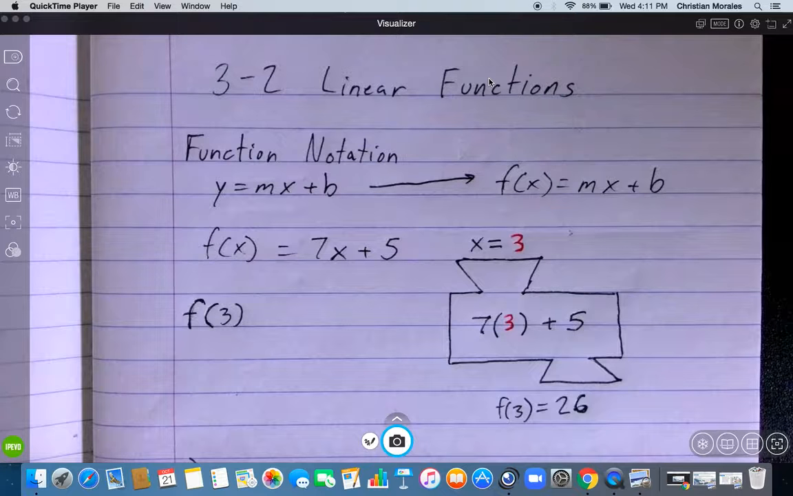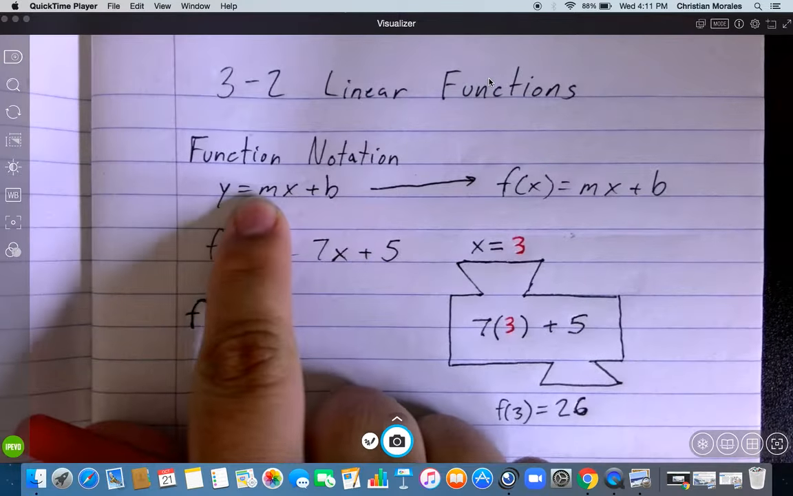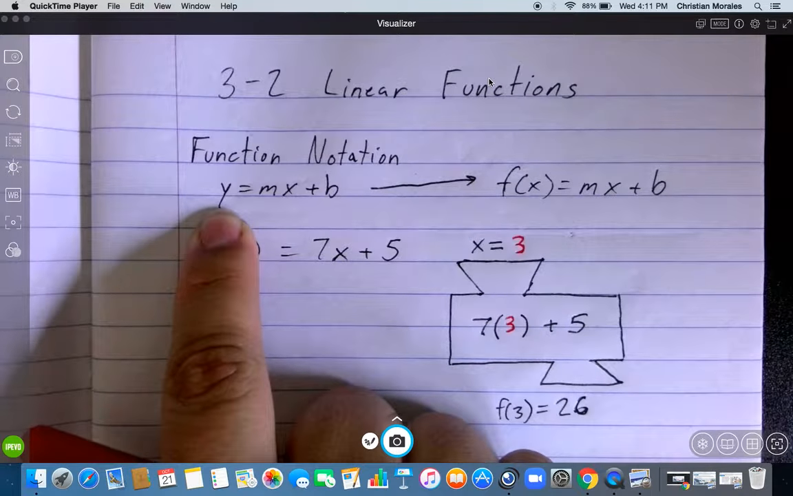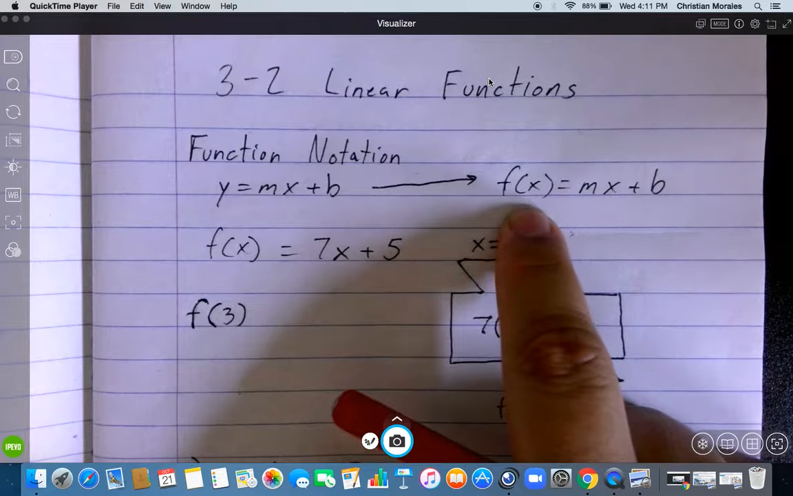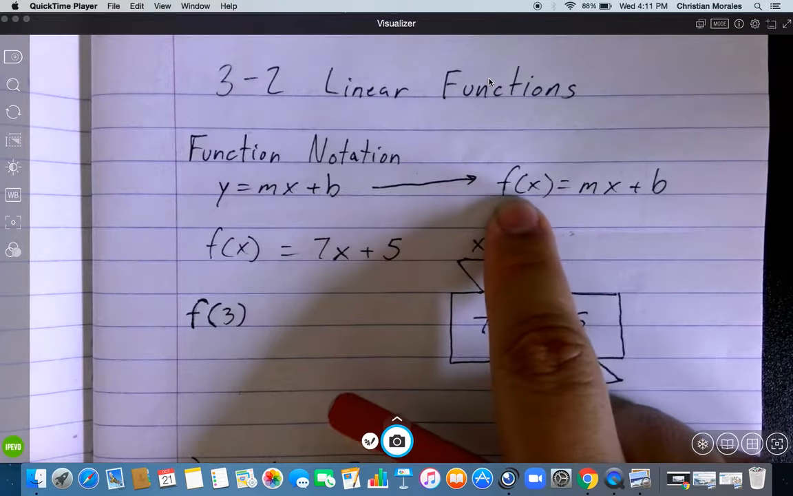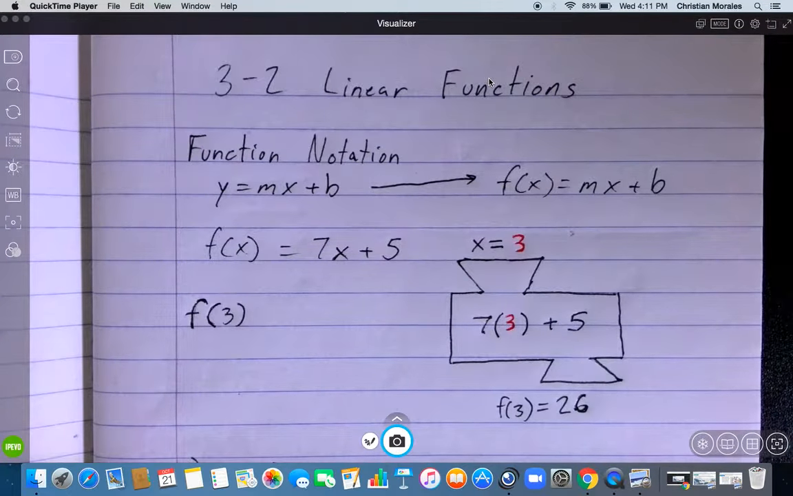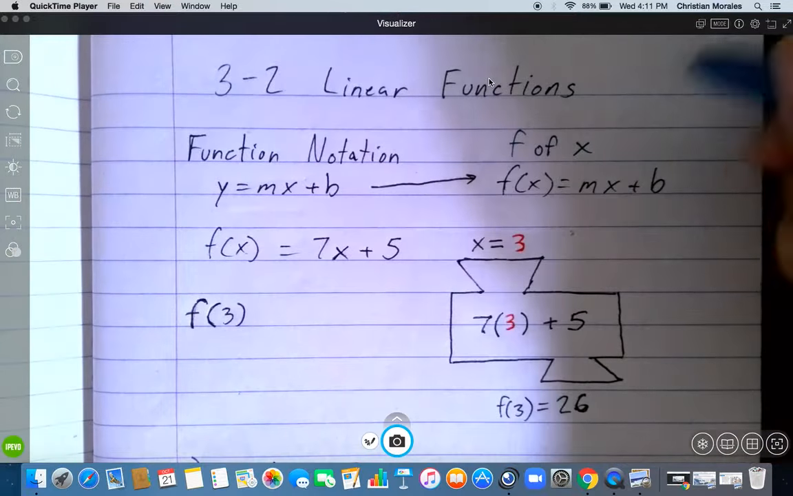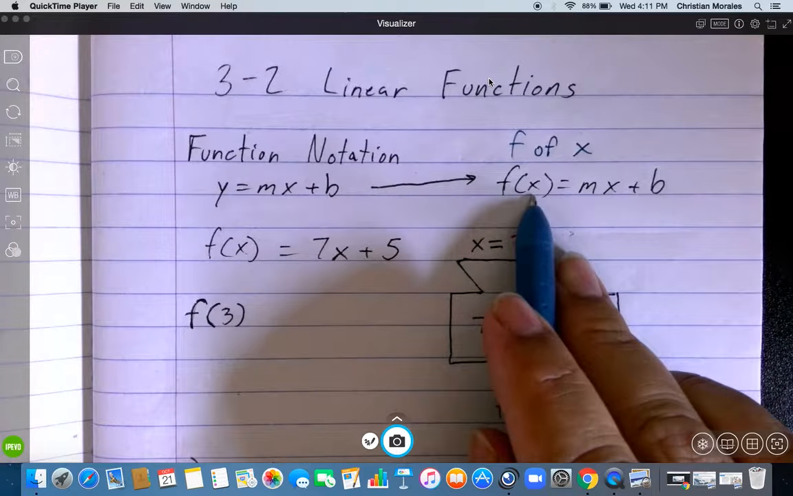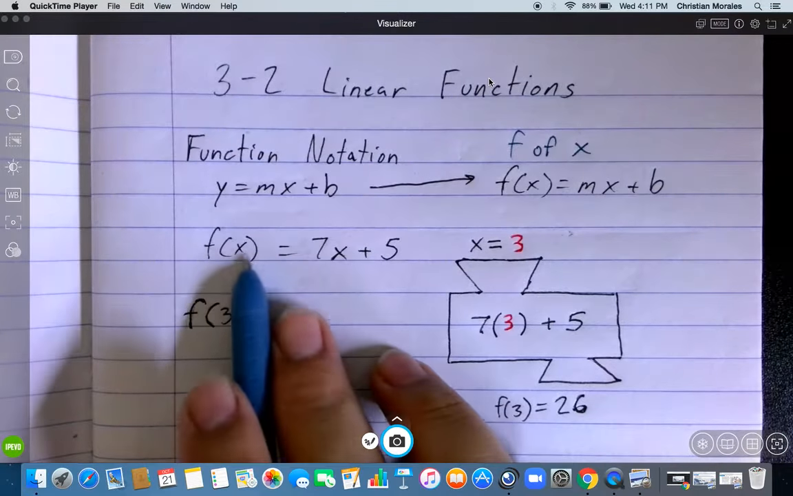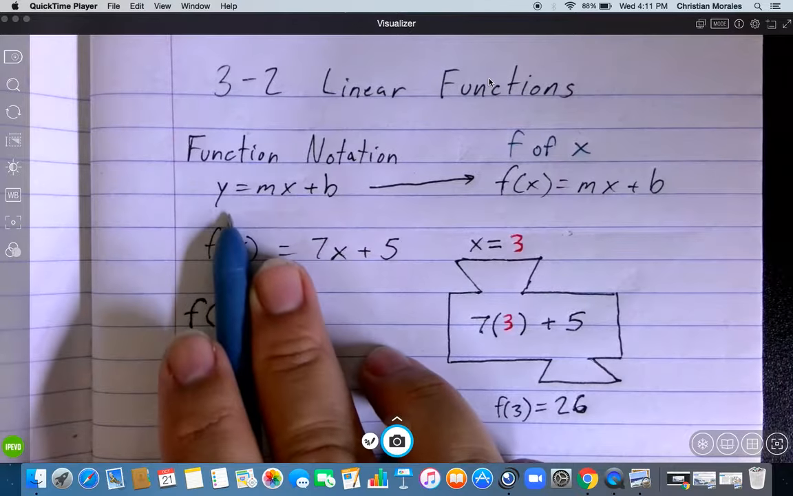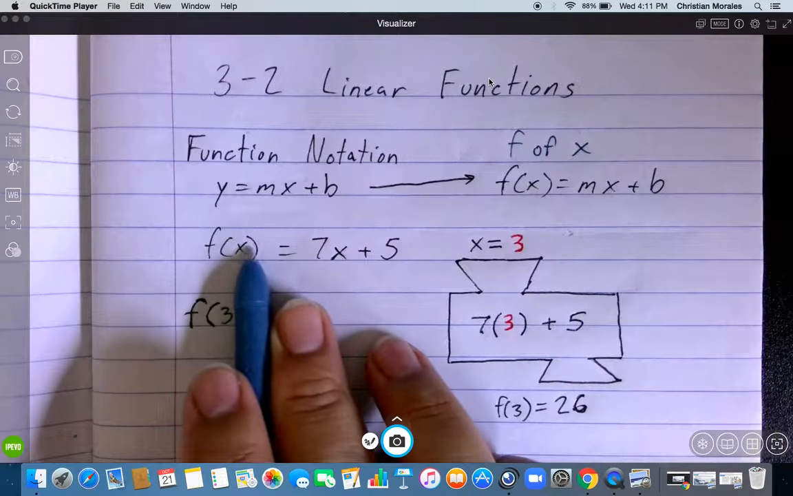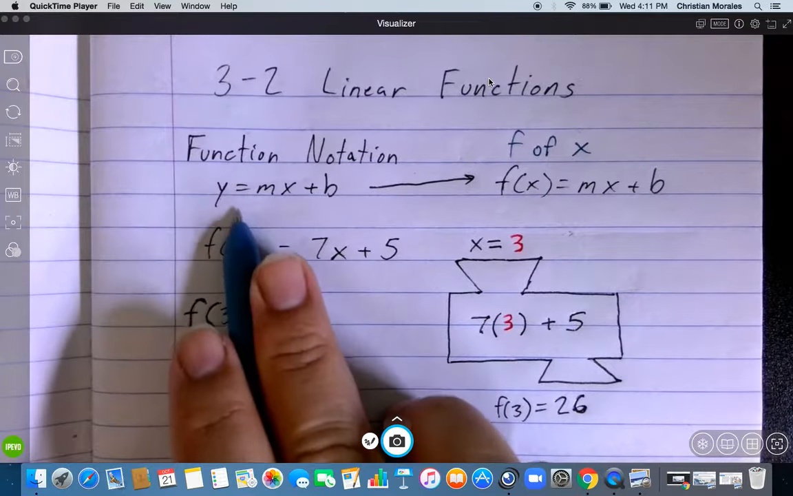to linear functions. So function notation takes the linear equation and replaces the y with f parentheses x parentheses. We call it f of x. So when you hear me say f of x, I'm talking about function notation. You can have a problem that's written like this, but instead of using y, they'll use f of x equals 7x plus 5. So this is a linear function, this is a linear equation.